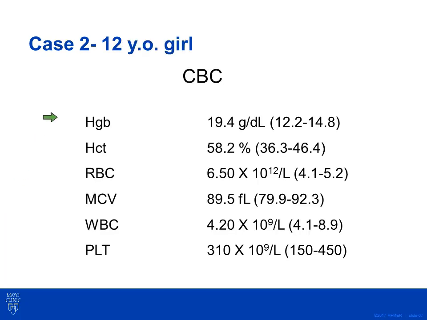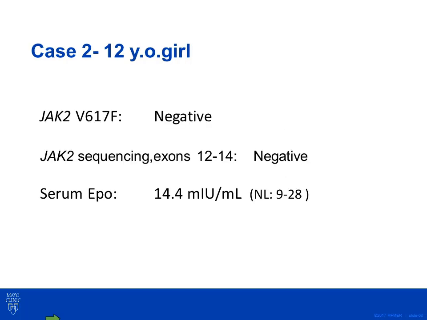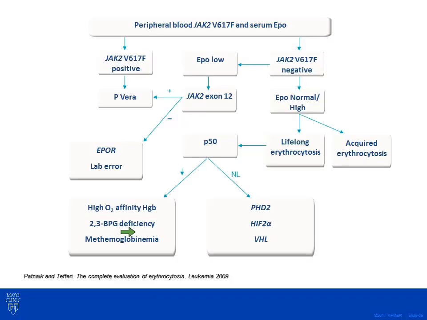At the time we evaluated her, here's her CBC, a markedly elevated hemoglobin and hematocrit, as well as red count. Notice as well, though, that her white blood cell count and platelets are normal. Here's the testing. The JAK2 V617F and exons 12 through 14 were done at the same time and are both negative. Here's our serum EPO, which was within normal limits.